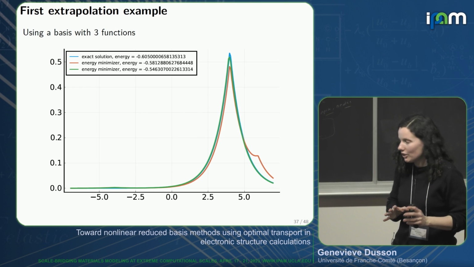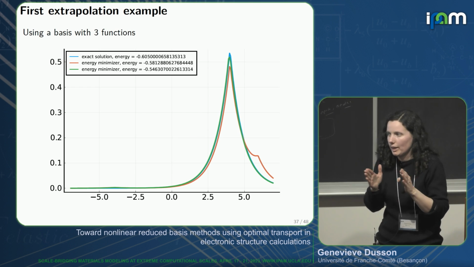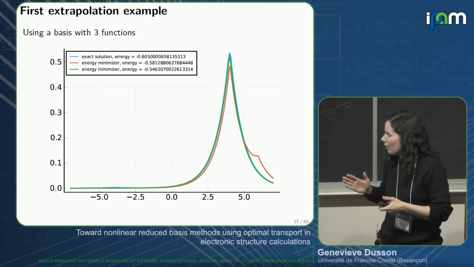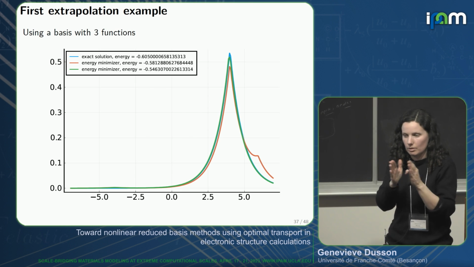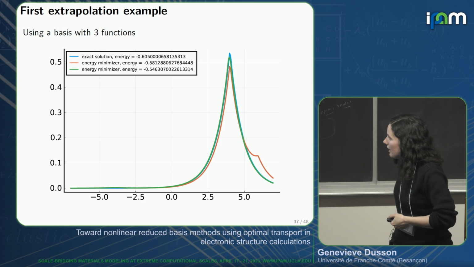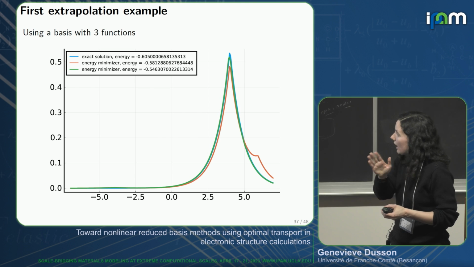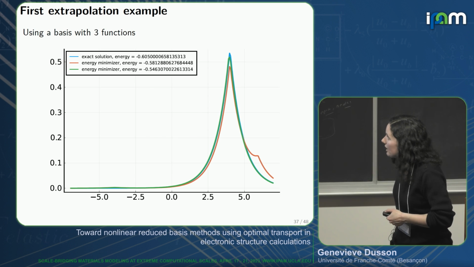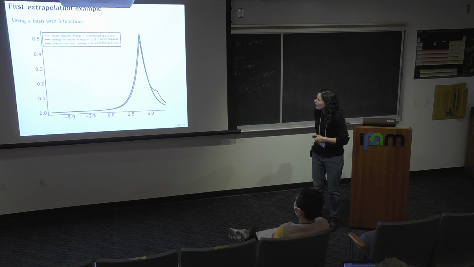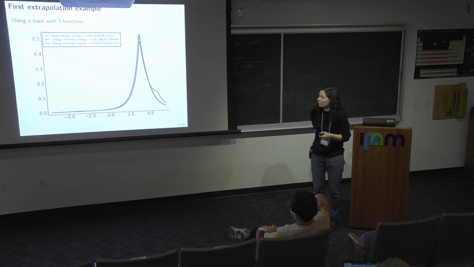It's not much, but in our training set we had solutions with nuclei positions between 0 and something like 3, and here I tested with 4, so not so different, but still outside of the training set. And what we see is that here with only 3 basis functions we get... okay, so this is wrong. Okay, so in red we have the energy minimizer on this set of 3 functions.